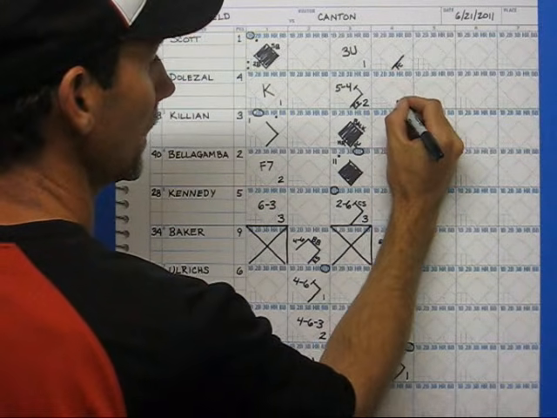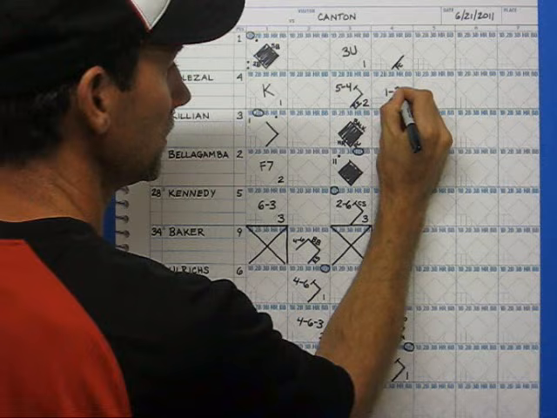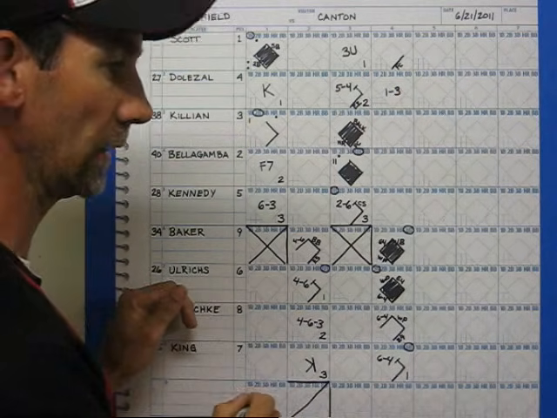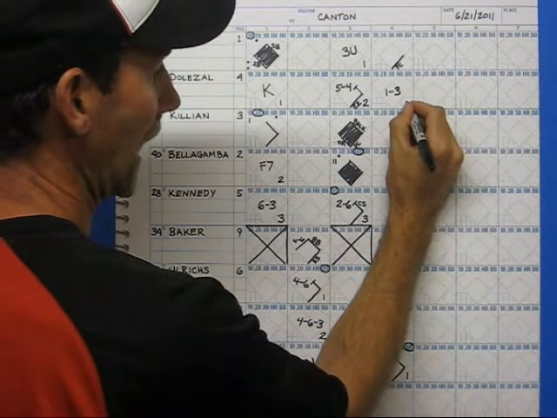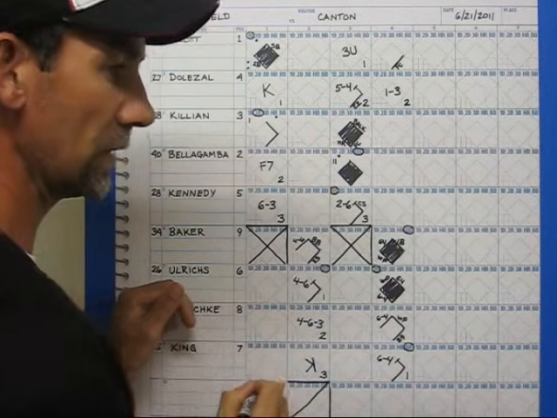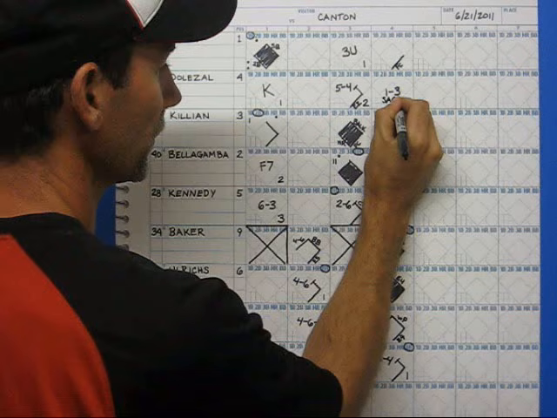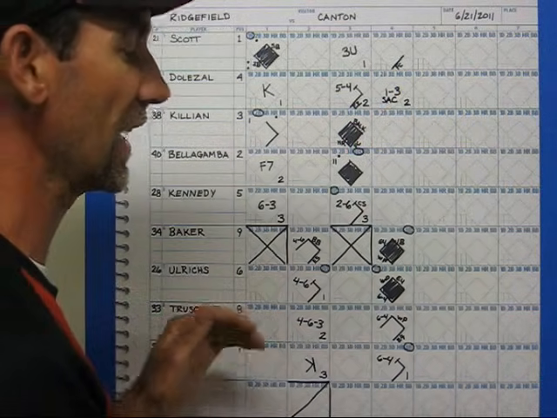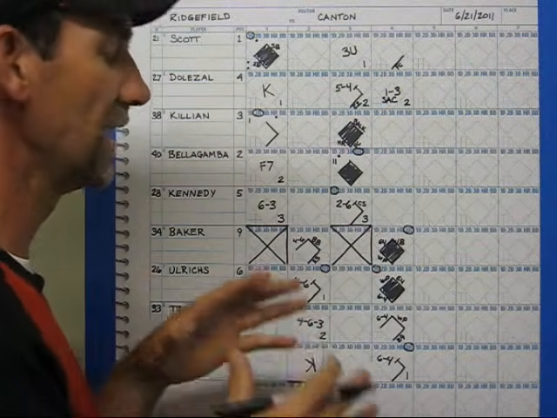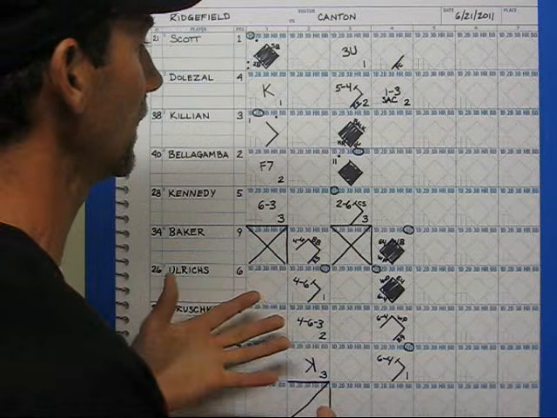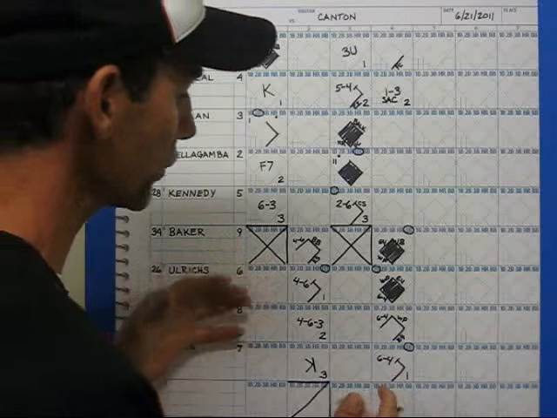Okay, we write down 1 to 3. Okay, he is an out. He is our second out of the inning. But usually what you're going to do is write down sacrifice, or SAC. That tells you that this guy bunted around. It doesn't count as an official at bat in the book, but he moved the runners around.